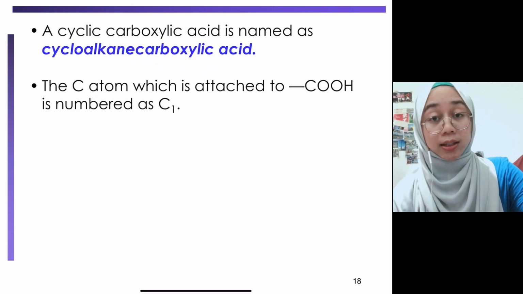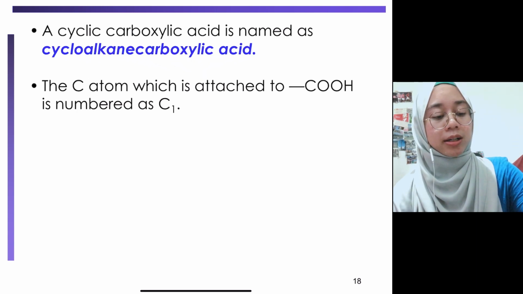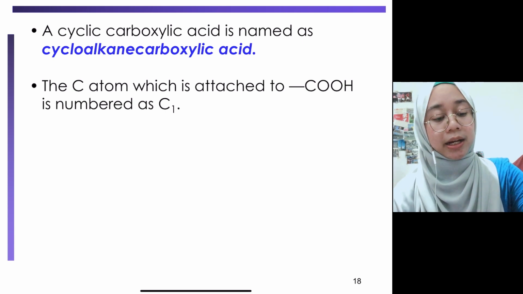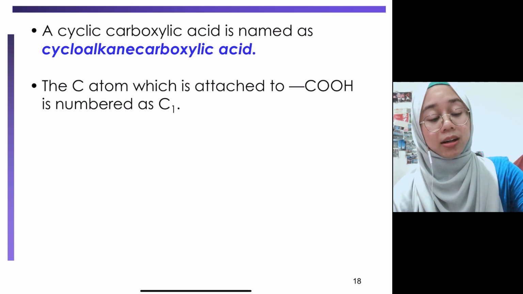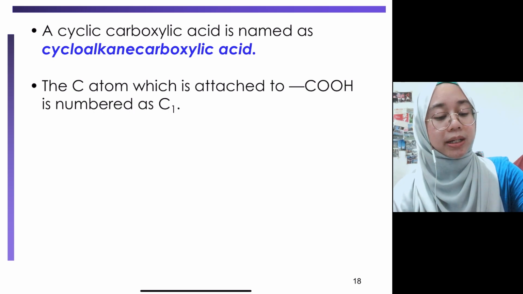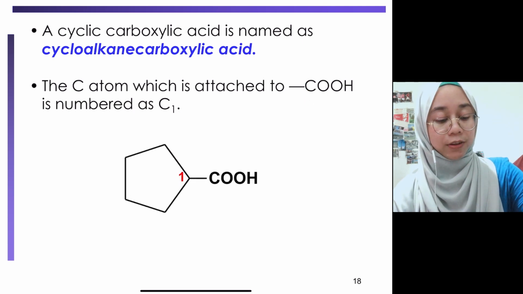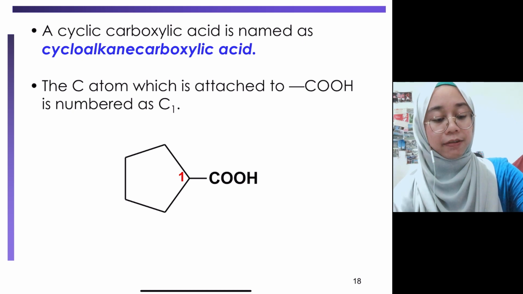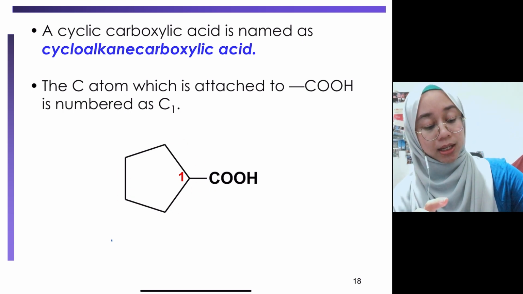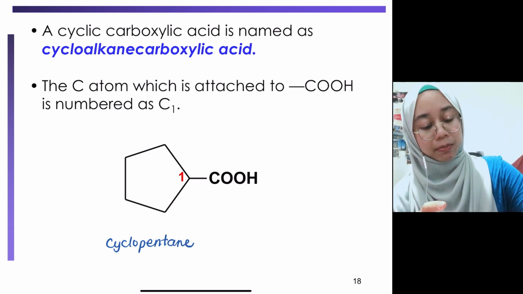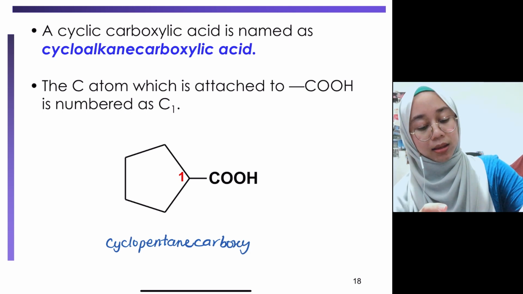I think this would be the last one. Okay, so acyclic carboxylic acid pula. Okay, so acyclic carboxylic acid is named as cycloalkane carboxylic acid. Panjang nama dia. Okay, so the carbon atom which attached to the COOH, so automatically that would be carbon number 1 lah. Okay, so for example, you have this here. Okay, therefore, kiralah your ring ada berapa banyak carbon. So in this case, kita ada 5 carbon. Therefore, nama dia akan jadi cyclopentane. And then, tambah je carboxylic acid.